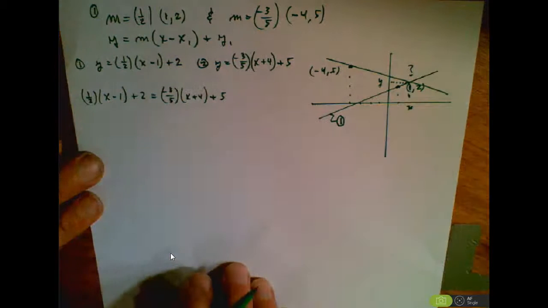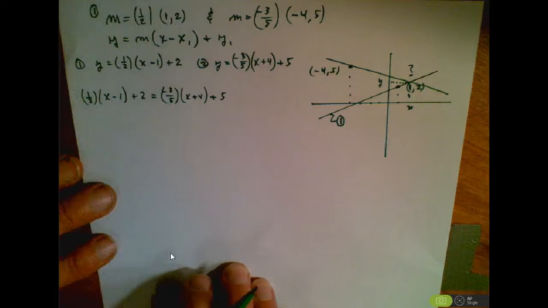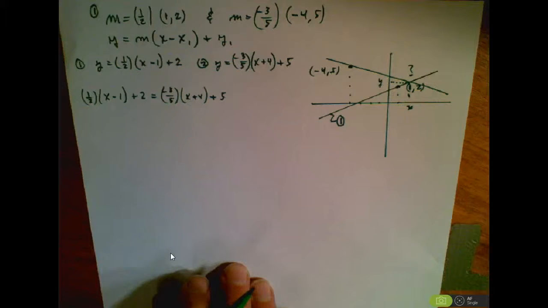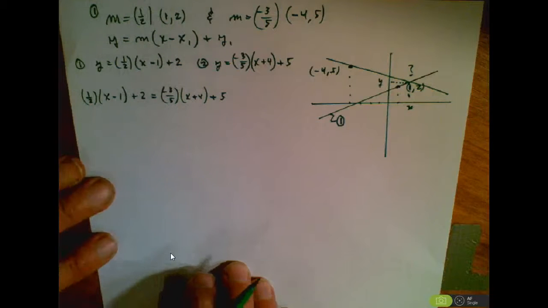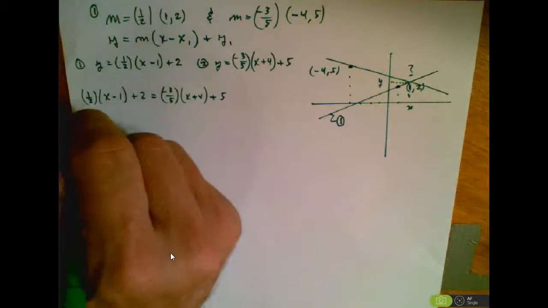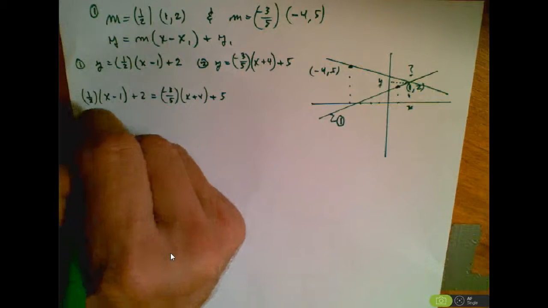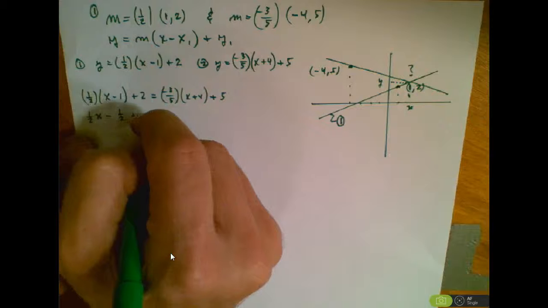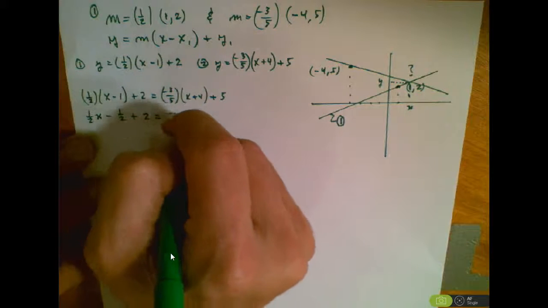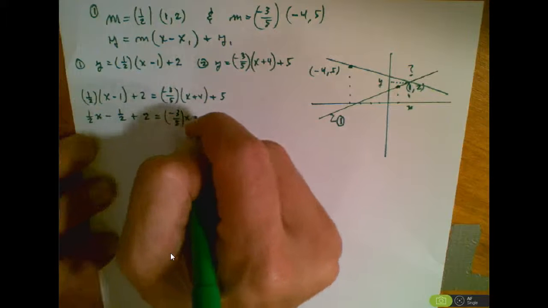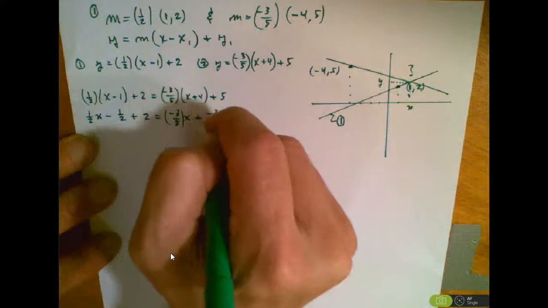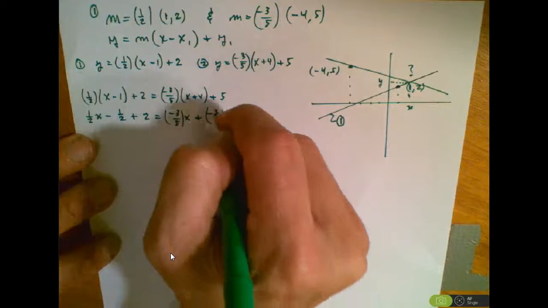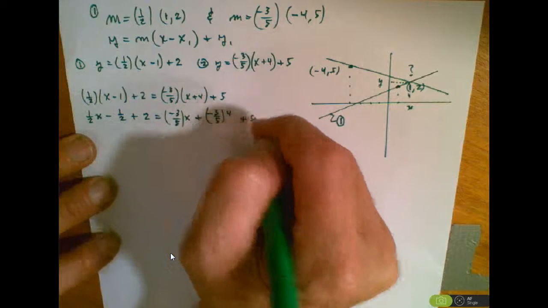Okay, the strategy now is we're just going to distribute and combine like terms as we go along. We're not going to look at other simple ways of doing it. That's just the strategy right now. So let's distribute the left side, and we get 1/2 x minus 1/2 plus 2 is equal to -3/5 times x plus -3/5 times 4 plus 5.